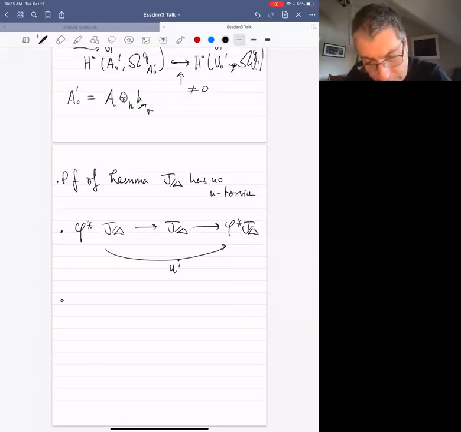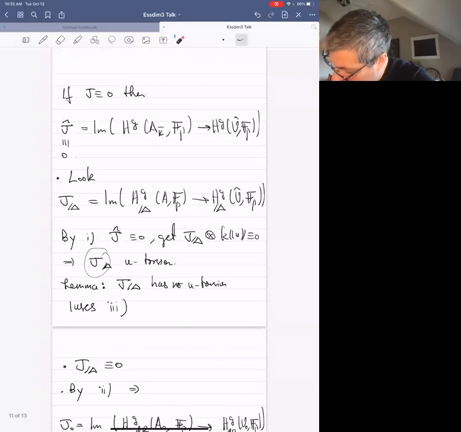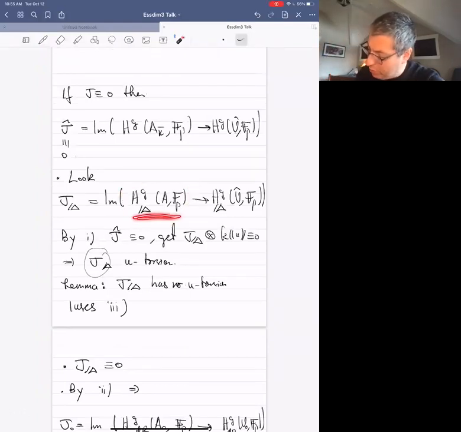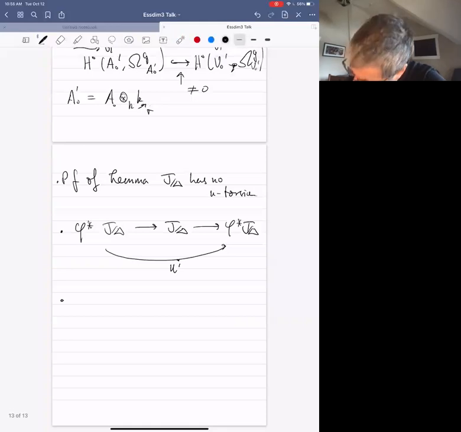Okay. And now here's the argument. So remember, J delta was the image of this map, right? And here I started with some cohomology, and this is a finitely generated module over my power series ring in U. So J delta is a finitely generated module.